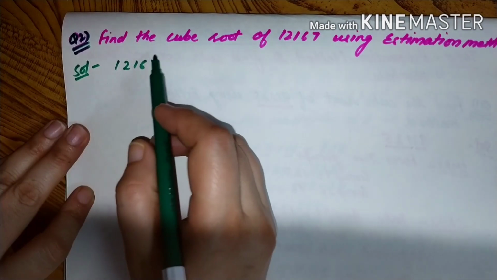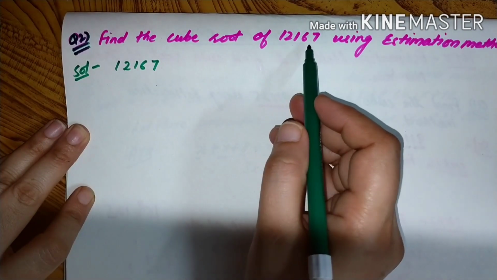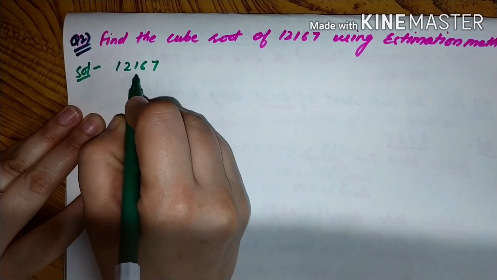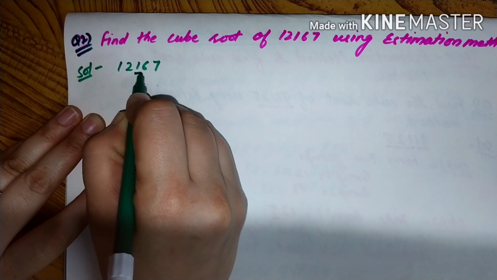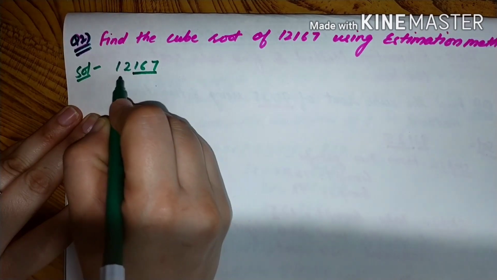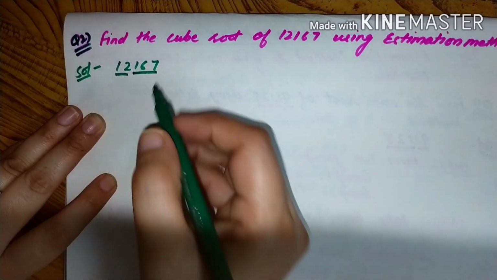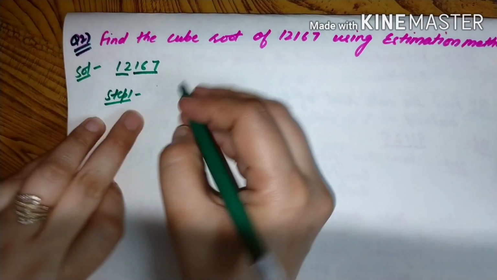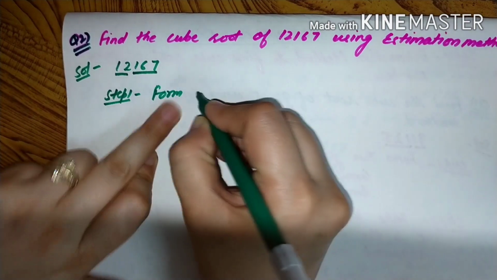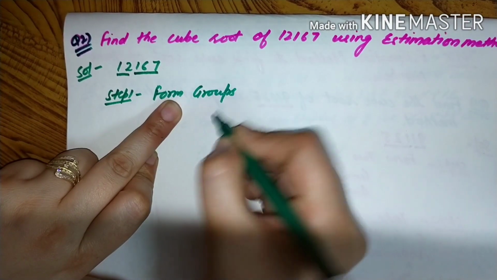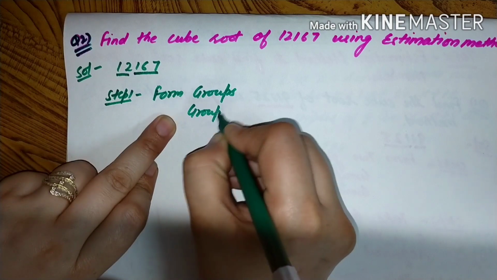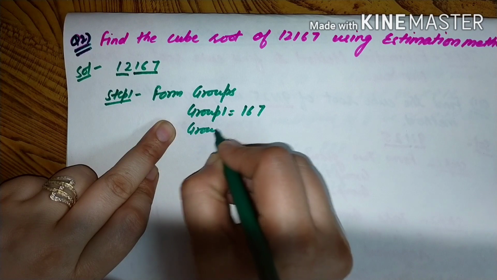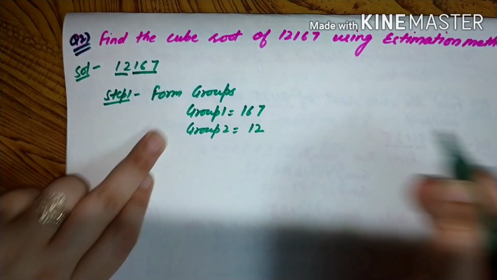Now question number 2, find the cube root of 12167 using the estimation method. Again we will do it like that: from the rightmost side we will take the 3-digit number in group 1 and the rest of the numbers in group 2. So step 1, form groups. Group number 1 will be 167 and group number 2 will be 12.